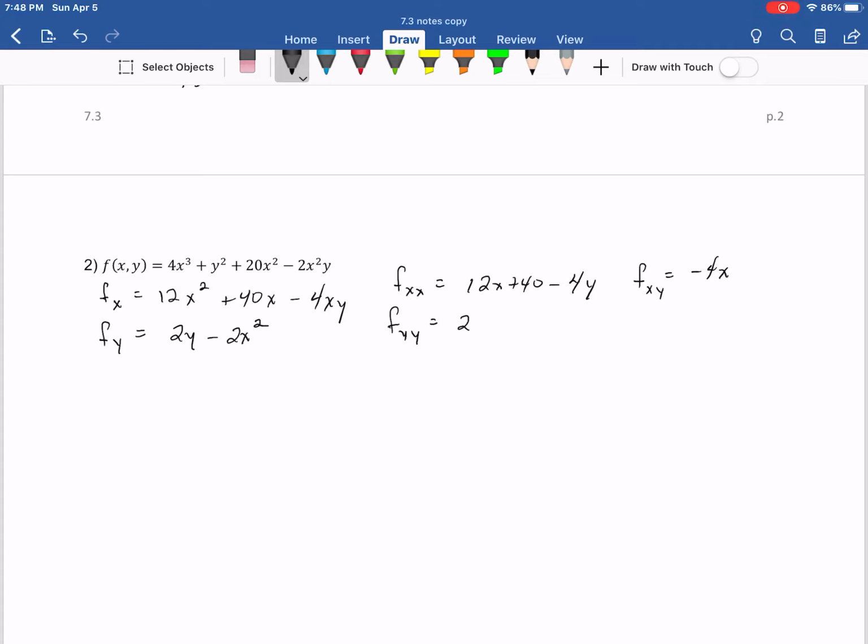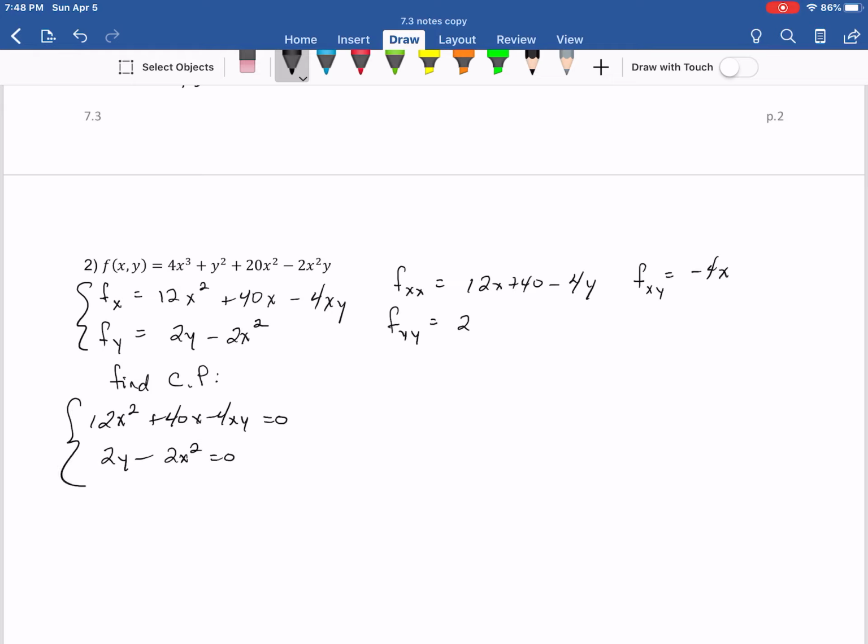Next, we are going to find the critical points. In order to do that, we're going to make a system of equations out of the first two equations you see up there that we computed. Those are the first partial derivatives. And we're going to set each of them equal to 0. We're going to solve these simultaneously.